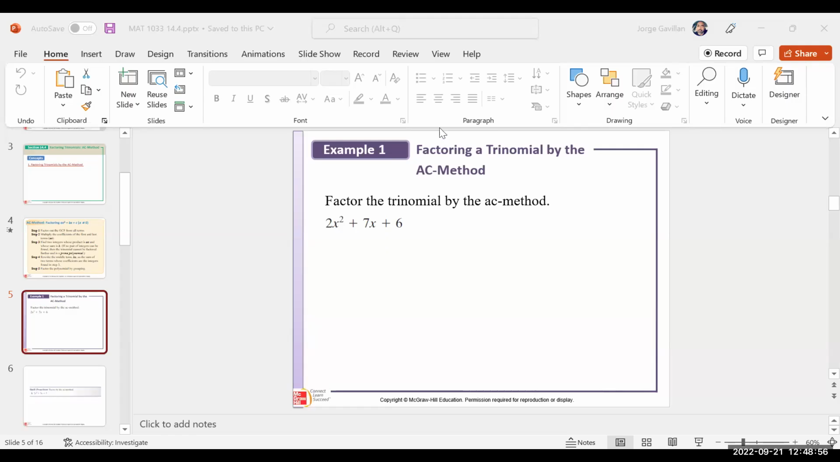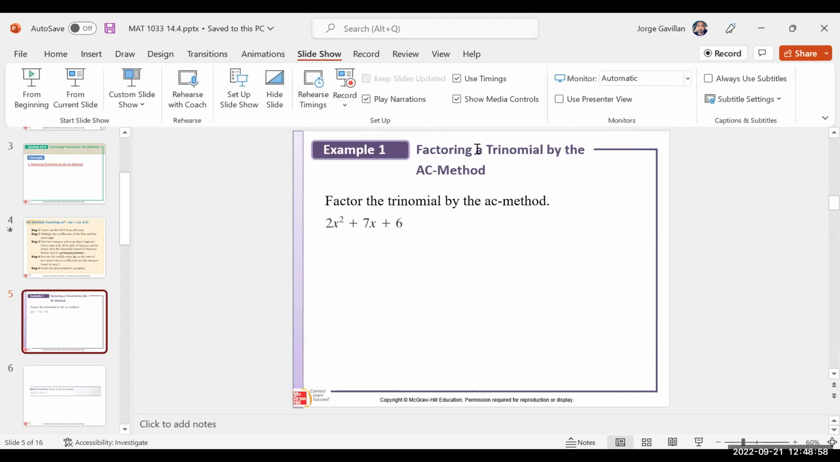All right, so that's 14.3. Let me stop sharing my screen here real quick. All right, let me do 14.4. And like I said before, 14.4 is really just an extension of 14.3.